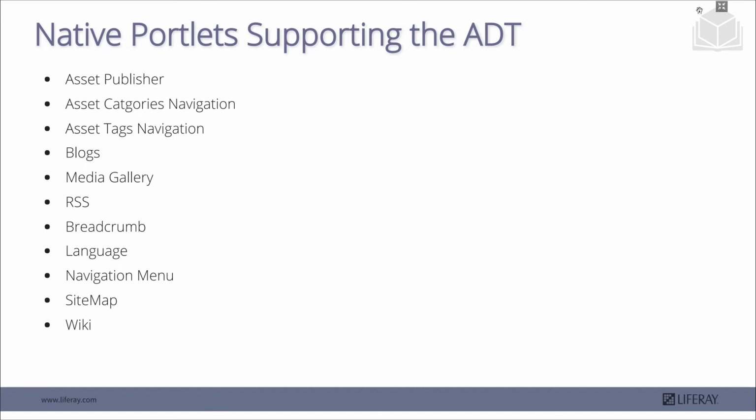So a couple ones I'll highlight here. Asset publisher, and that's a very, very big one, right? Since the asset publisher can display different assets or a lot of assets, we want to be able to have control over how those assets are being displayed. Blogs is another good one. Navigation menu, that too is a pretty good one as well.